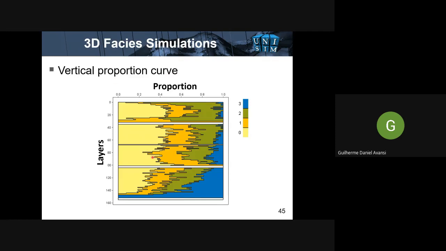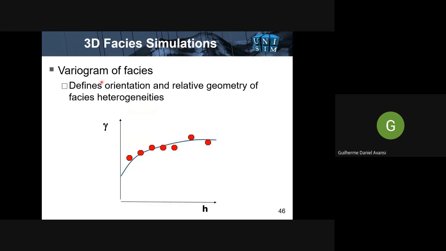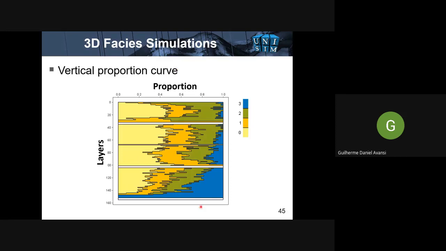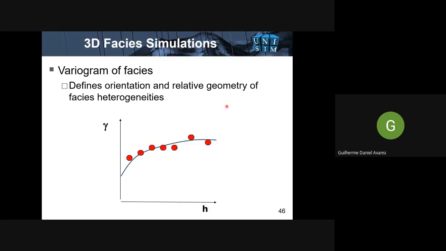So we have the vertical proportion curve. We also have the variogram. The variogram is giving us an idea about the behavior of the phase when we are moving in the horizontal direction. So this gives us an idea about the vertical direction, and this gives us an idea about the horizontal direction. With these two pieces of information, we can now perform the geologic modeling.